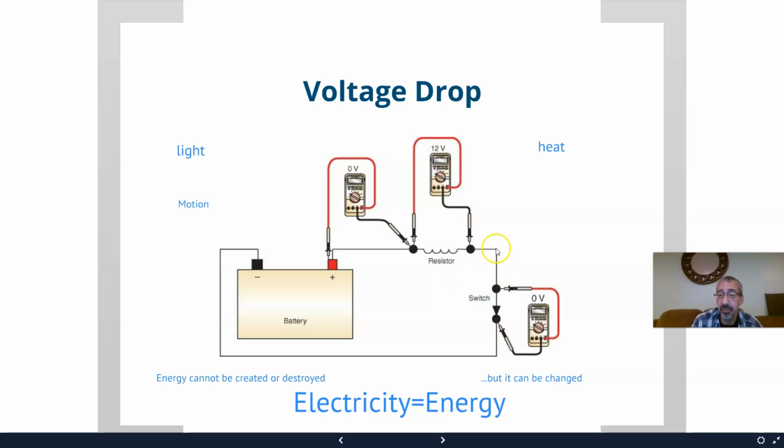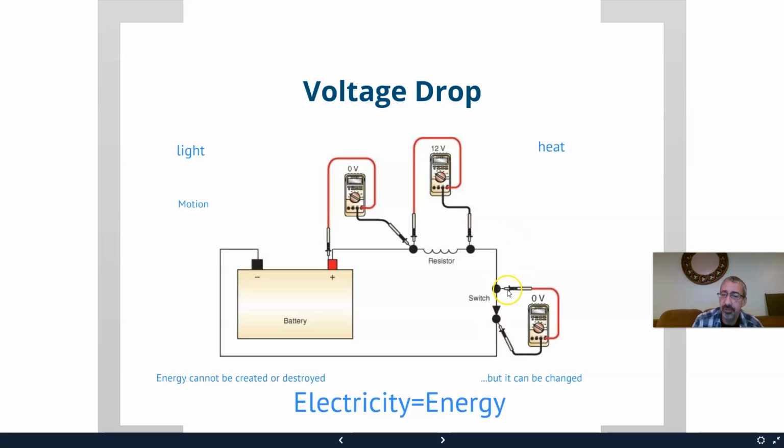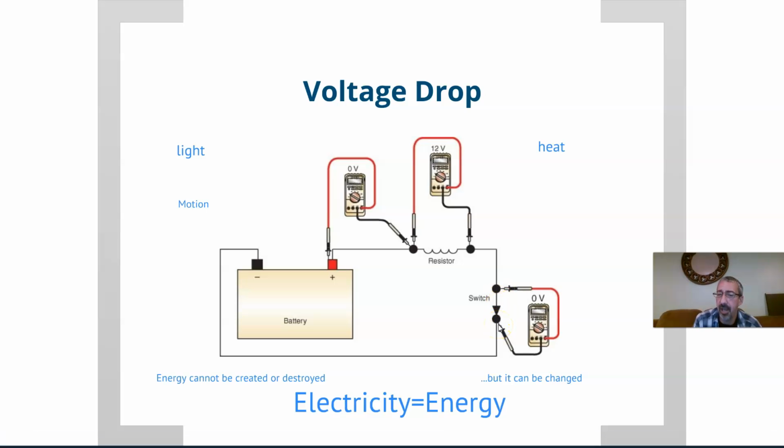Here we have a switch. It's on the ground side of the circuit. A switch should never, ever add resistance to a circuit. But if I check both sides, 0 on this side, 0 on this side, what's the difference between that? 0.